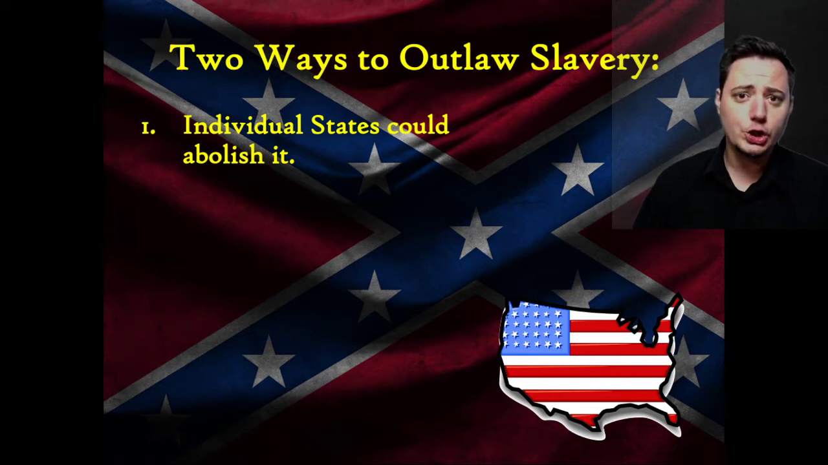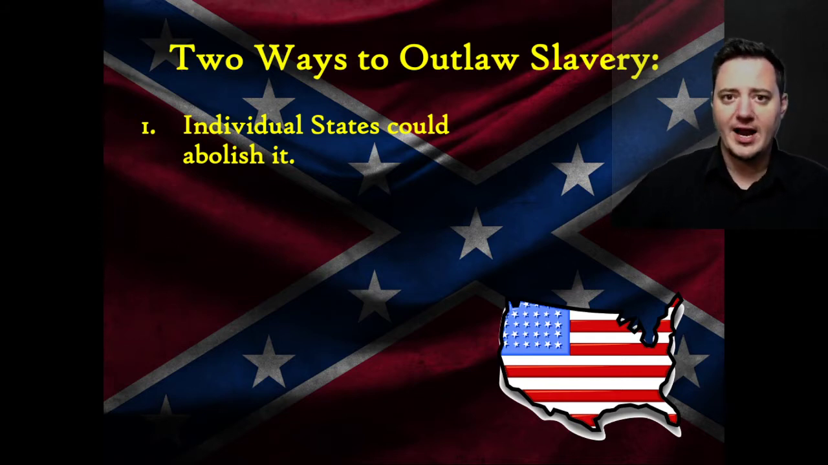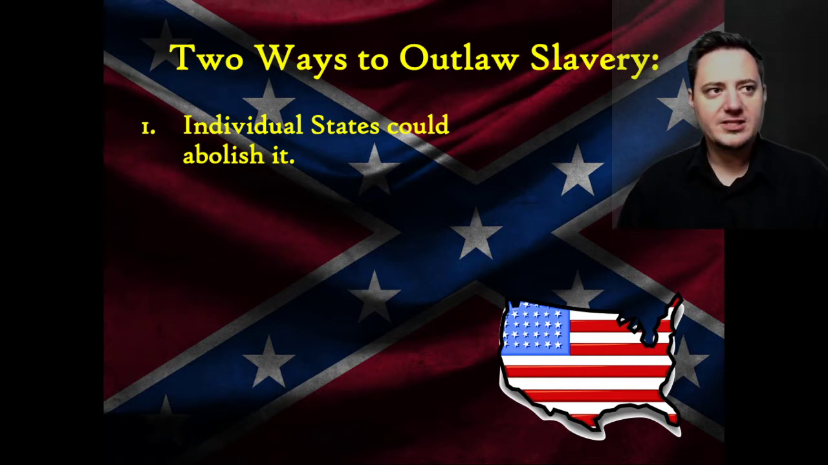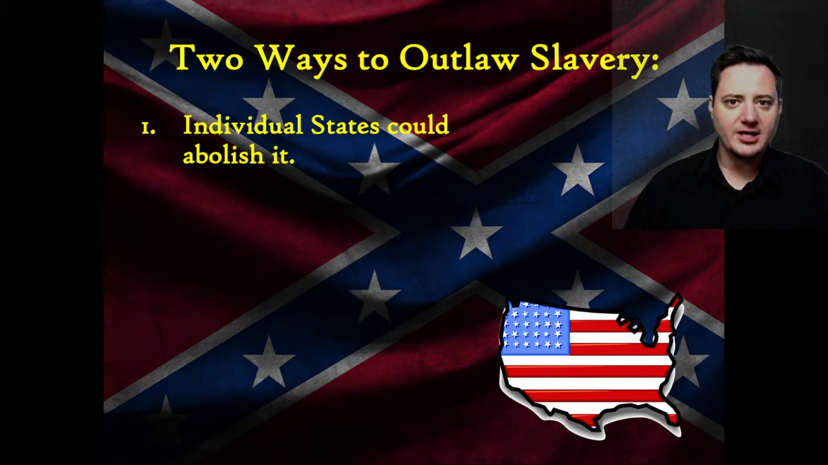There were 22 states in the Union at the time. 11 of them in the North had already gotten rid of slavery legally by 1820. They had just voted it out and said, hey, it's illegal up here. That is an option. And people in the South weren't actually objecting to this option.